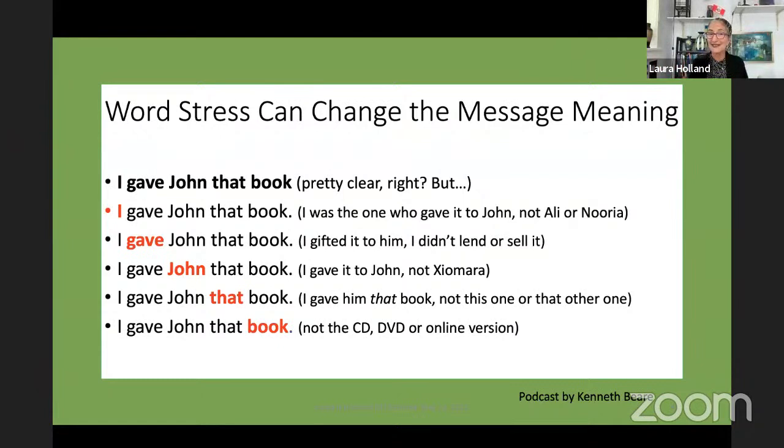So actually it's really interesting that word stress can change the message meaning. This is a really fast little lesson that I have done, and students really get it. They get it really quickly. And then I put them in pairs and have them working on some for themselves.